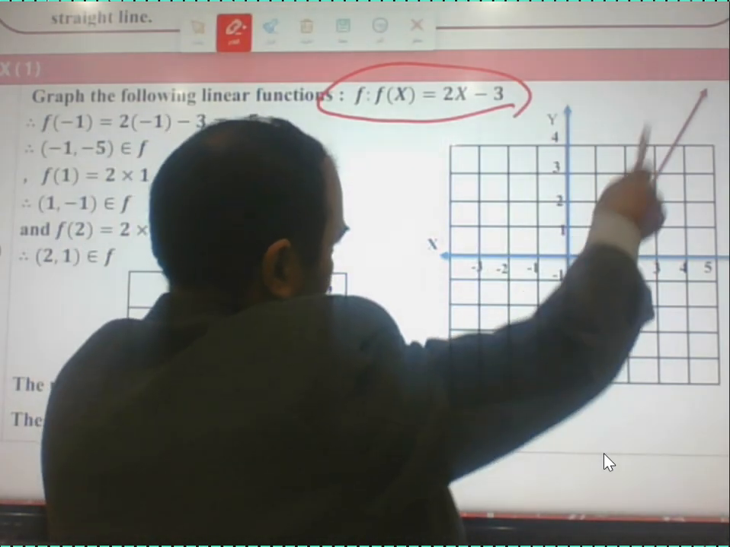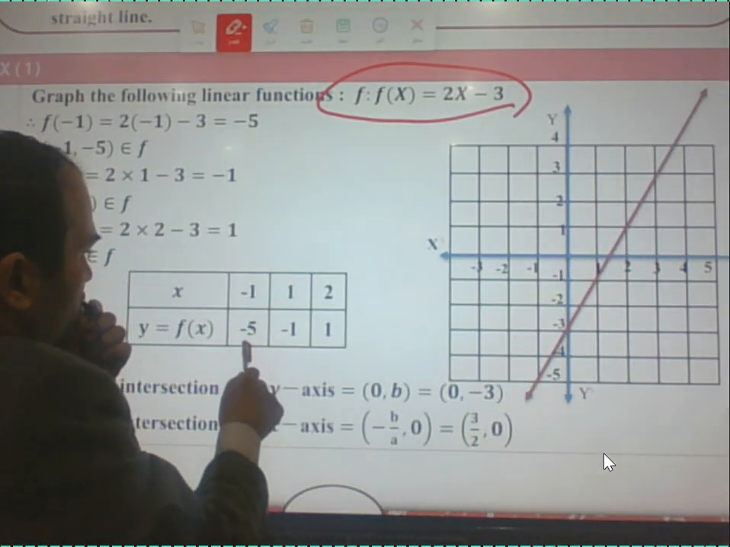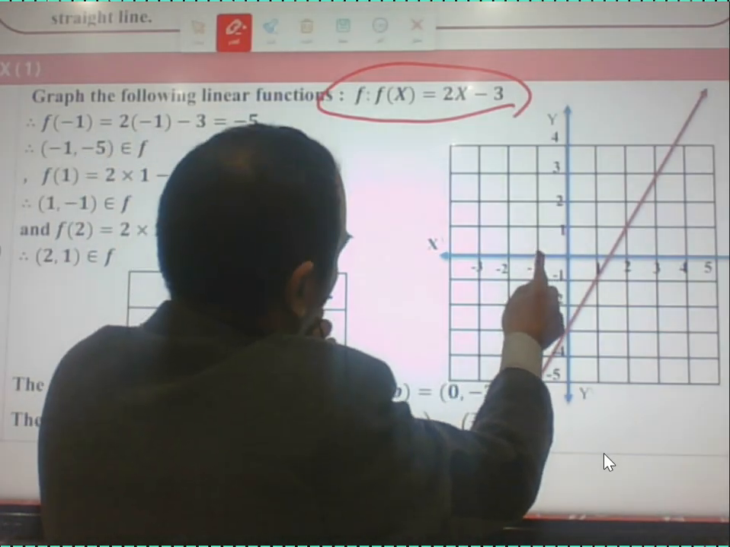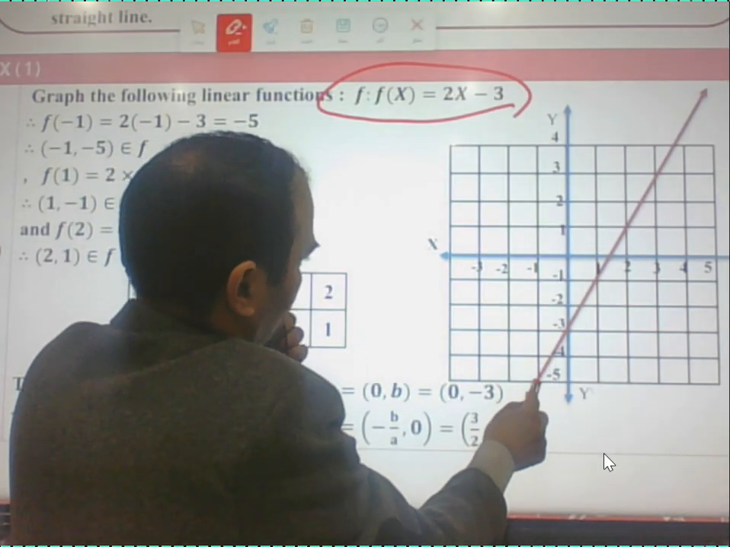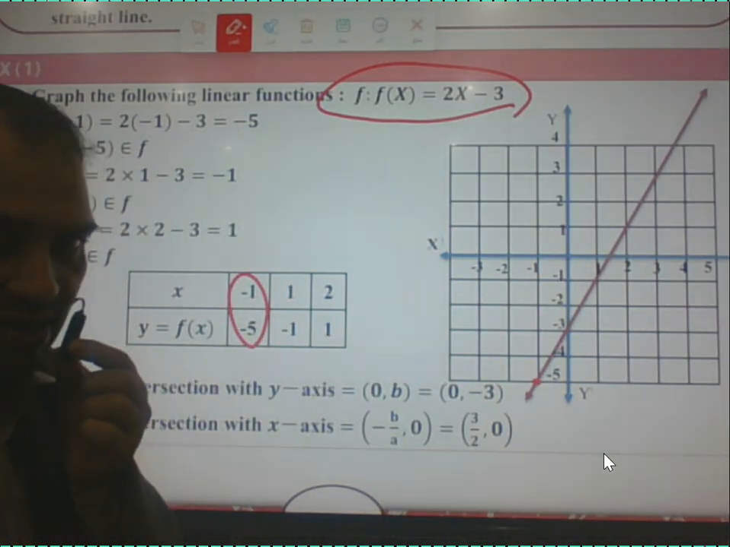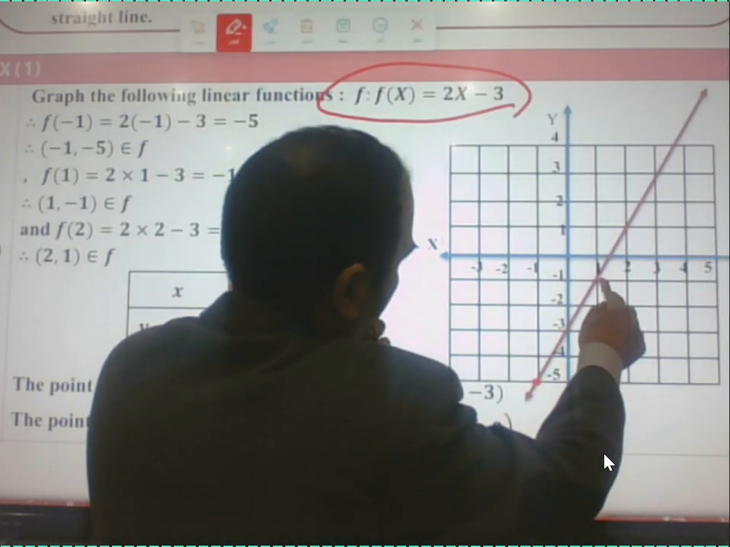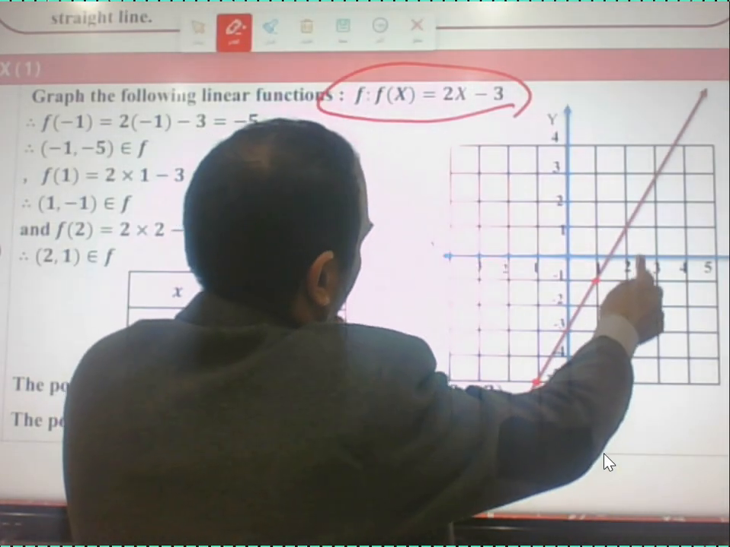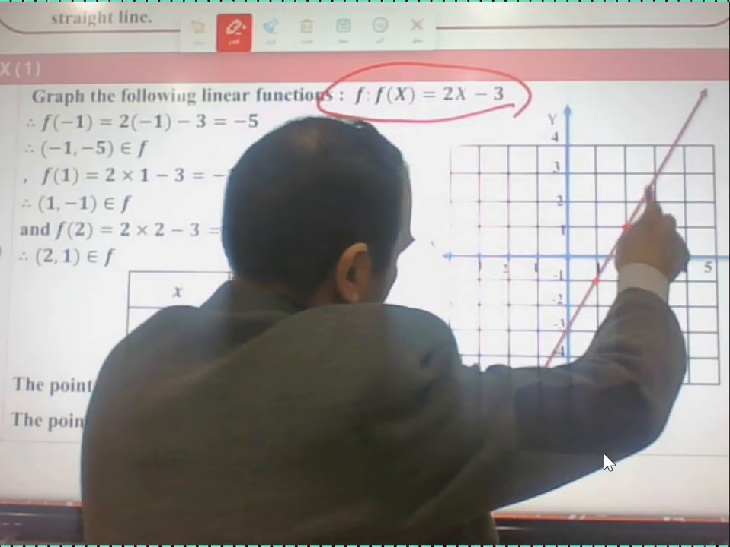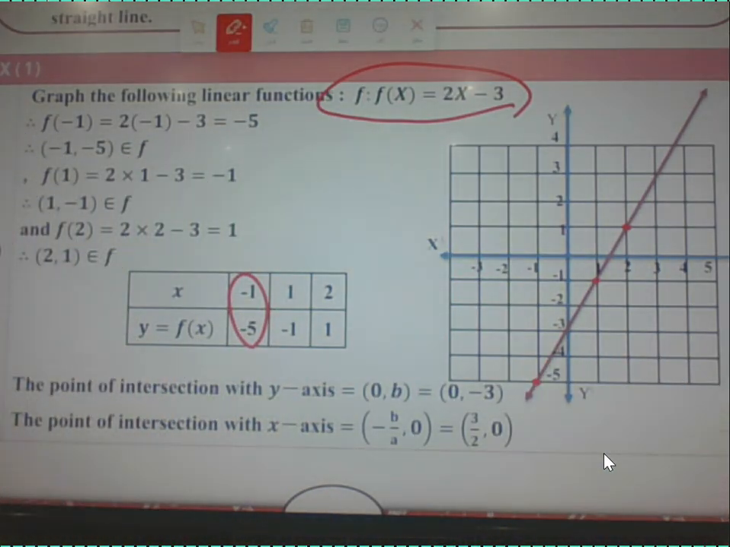And then going to the graph, put the first point, negative 1 and negative 5, down here. The second point, 1 and negative 1, going from 1 down to negative 1 here. And third, 2 and 1 here. And then after putting the 3 points, you can use a ruler to draw a straight line passing through the 3 points.